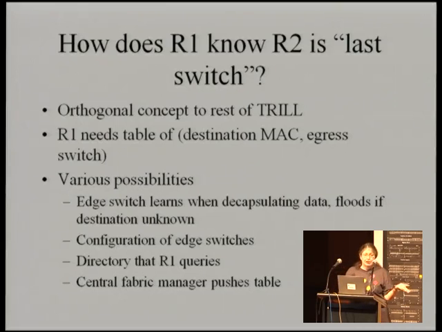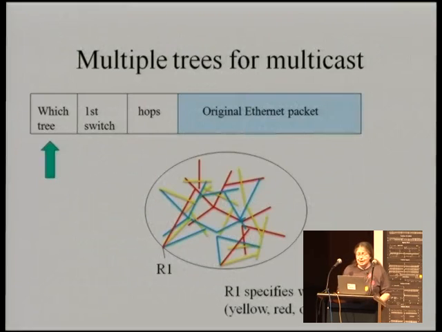Or you could configure the edge switches if you want to lock everything down, or there could be a directory that when R1 doesn't know where the destination is, it queries the directory. Or you could have a central fabric manager that pushes the table to the switches.